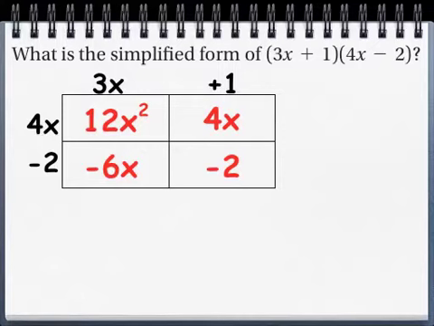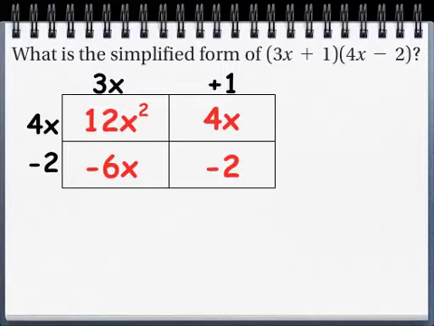Now I'm going to take my like terms and I need to combine them. So just like before, I still need to combine my like terms. My 12x squared is the only x squared that I have, so there's nothing I can combine it with. But if you look at the negative 6x and the 4x, I can combine them.